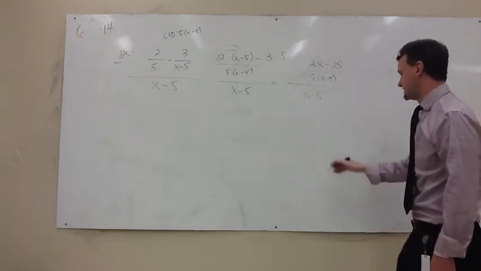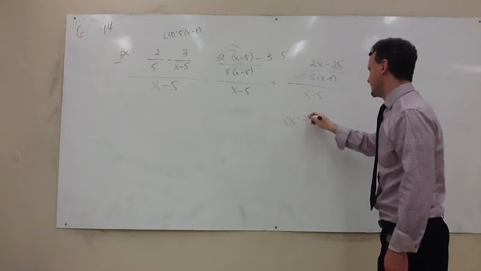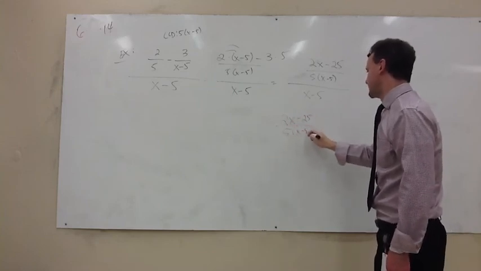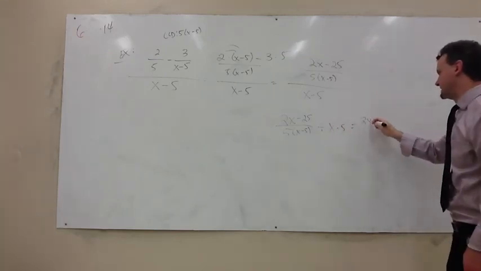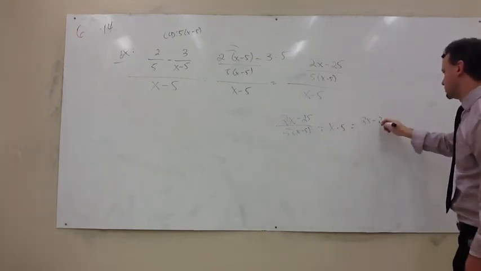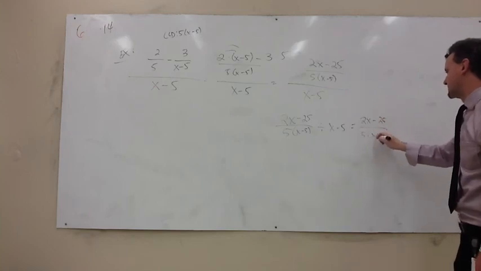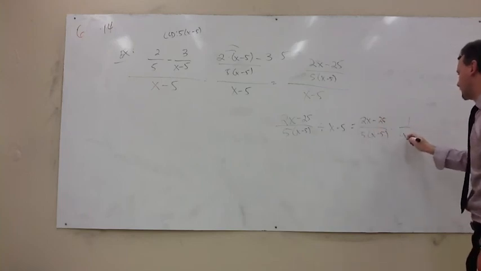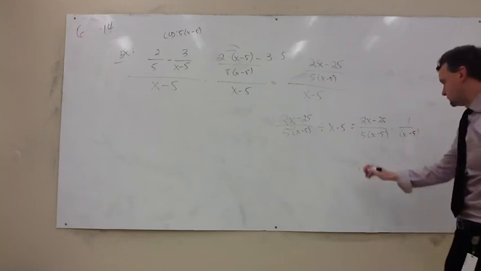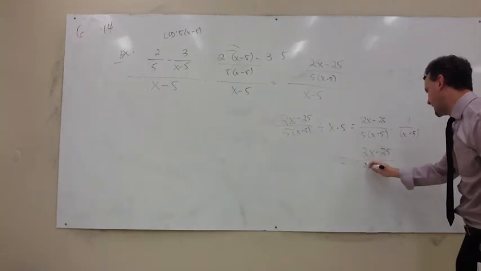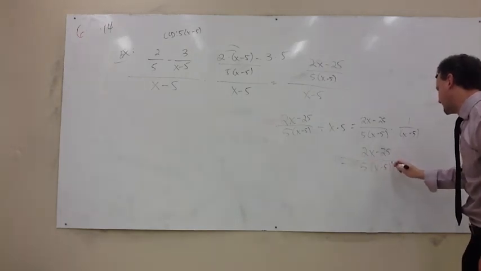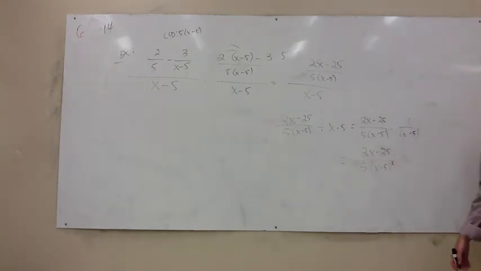Okay? So now this is 2x minus 25 over 5 times x minus 5, divided by x minus 5. That's 2x minus 25 over 5 times x minus 5, times 1 over x minus 5, which will give me a result of 2x minus 25 over 5 times x minus 5 squared. And that would be the correct answer for full credit. You have to be able to simplify complex fractions.